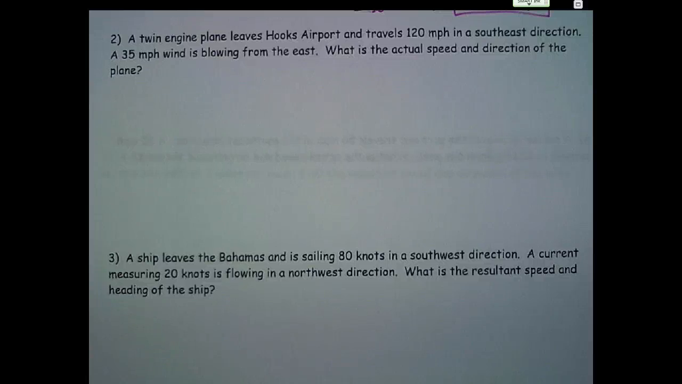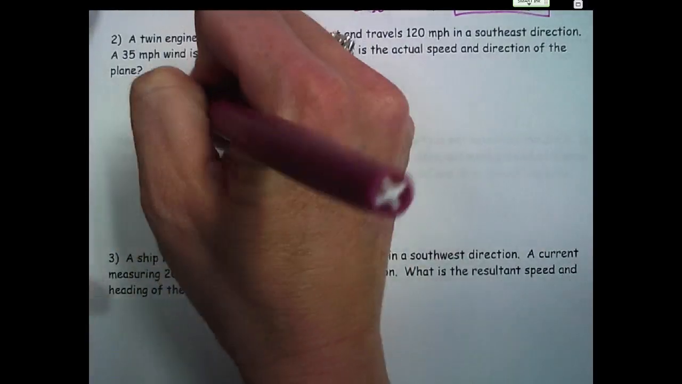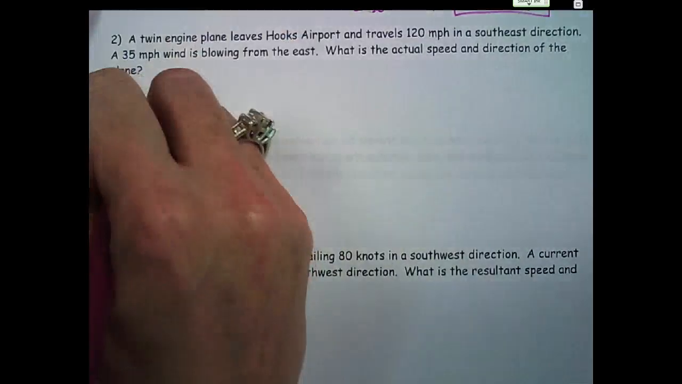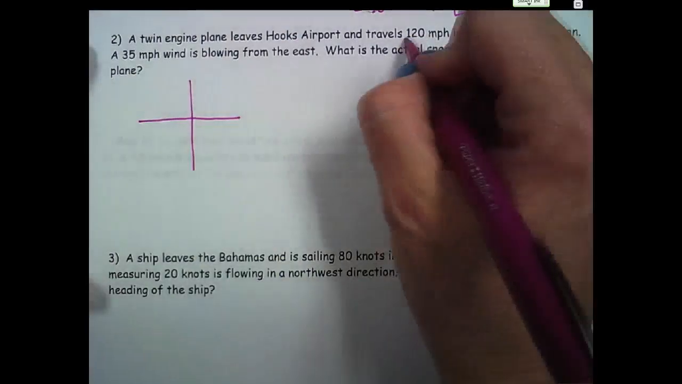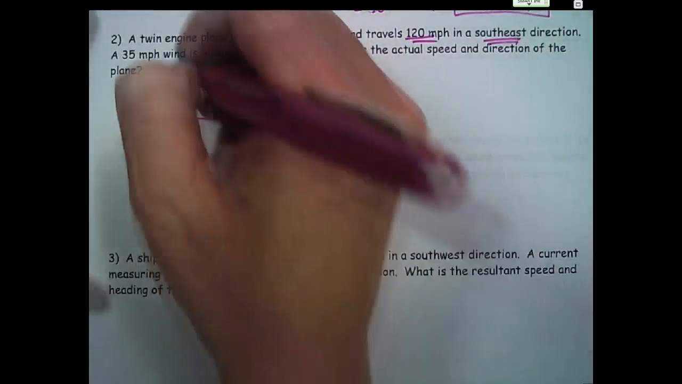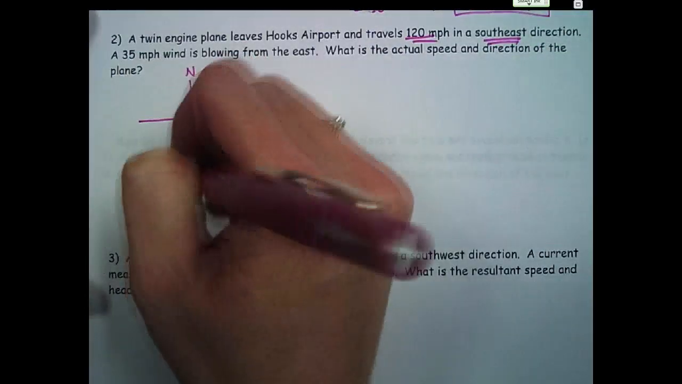Okay, a twin-engine plane leaves Hooks Airport and travels 120 miles in the southeast direction. All right, so let's worry about the airplane speed right now. So here's my compass rose, or whatever you want to call it, that we're traveling on. And it says I'm going to travel 120 miles southeast. Okay, you try to map the airplane for me.